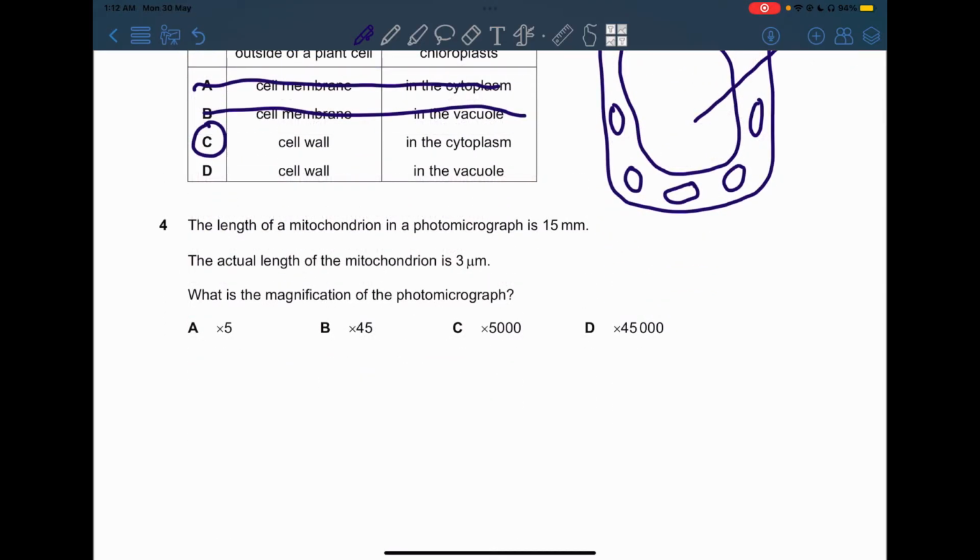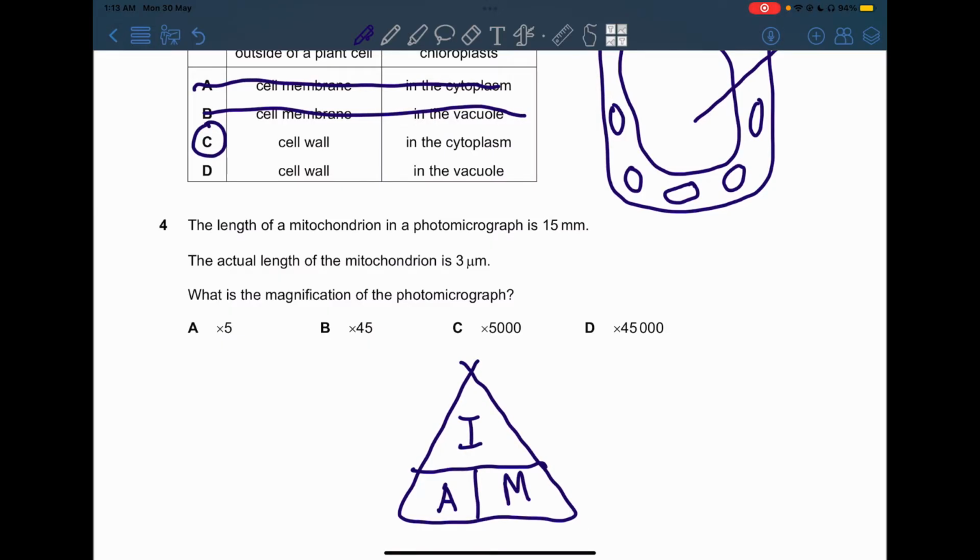Now, question number 4, the length of a mitochondrion in a photomicrograph is 15 millimeters. The actual length of a mitochondrion is 3. What is the magnification of the photomicrograph? Now, for a question like that, I always like to draw the I-am triangle. The I-am triangle is a triangle that will help you to know what types of calculations you should make in order to get the magnification or actual size or the image size.